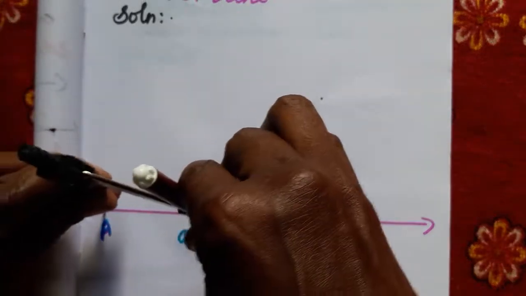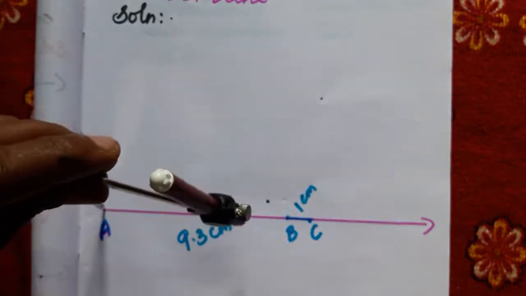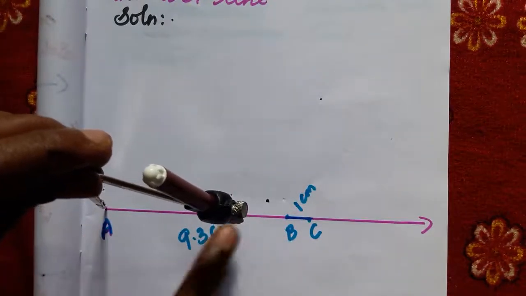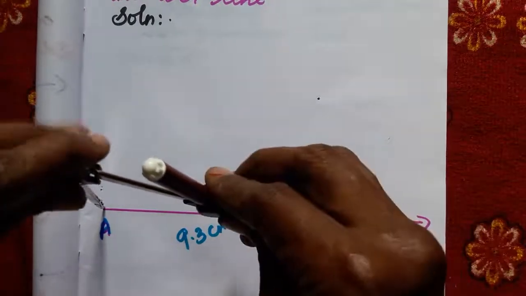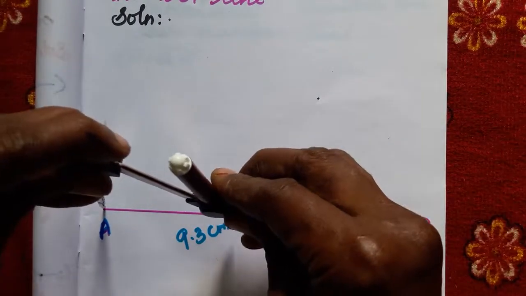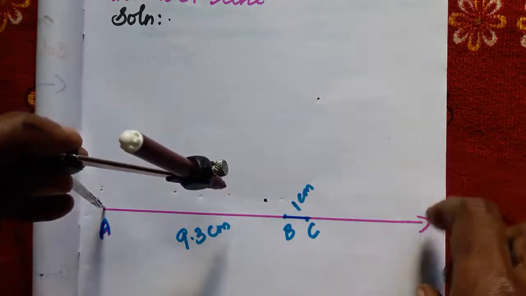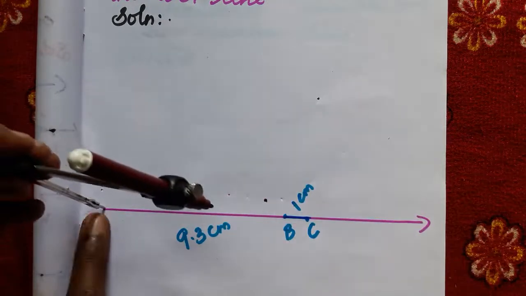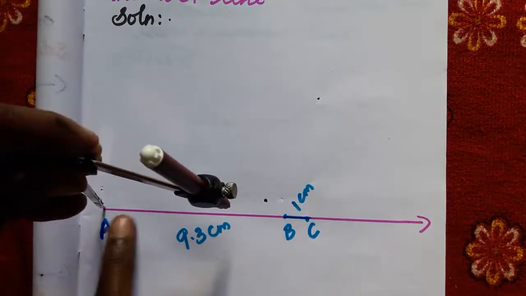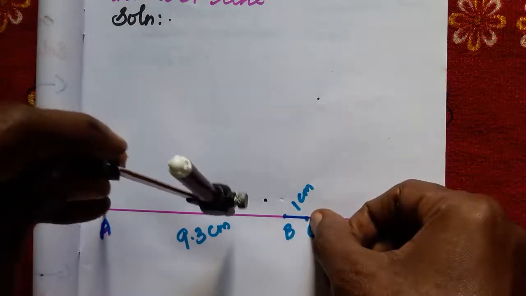Take a compass and measure more than half of AC. AC means the full length. More than half of AC you have to take. This diagram, everything you want to draw with pencil. Okay, no need to use a scale. Measure more than half of AC.